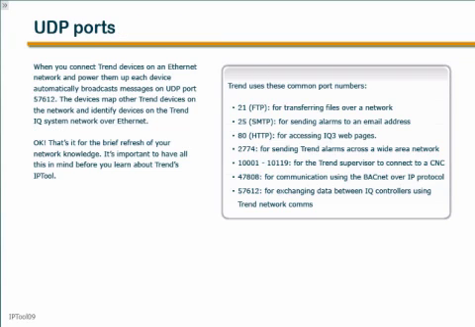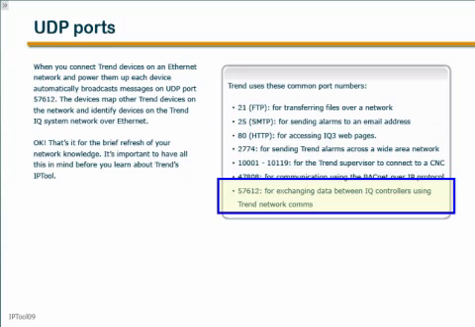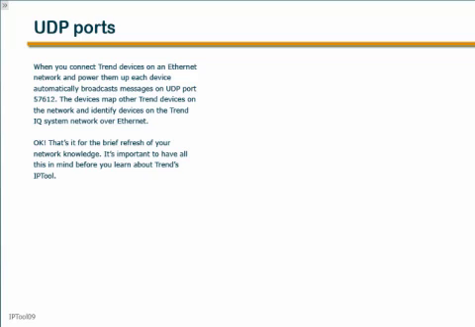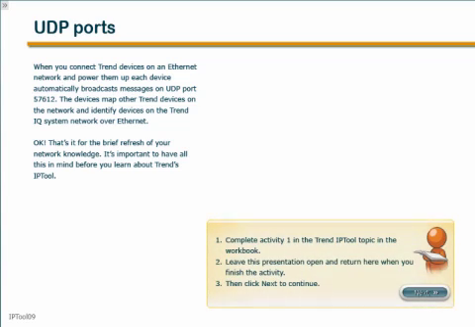When you connect Trend devices on an Ethernet network and power them up, each device automatically broadcasts messages on UDP port 57612. The devices map other Trend devices on the Trend IQ system network over Ethernet. Okay, that's it for the brief refresh of your network knowledge. It's important to have all this in mind before you learn about Trend's IP tool.